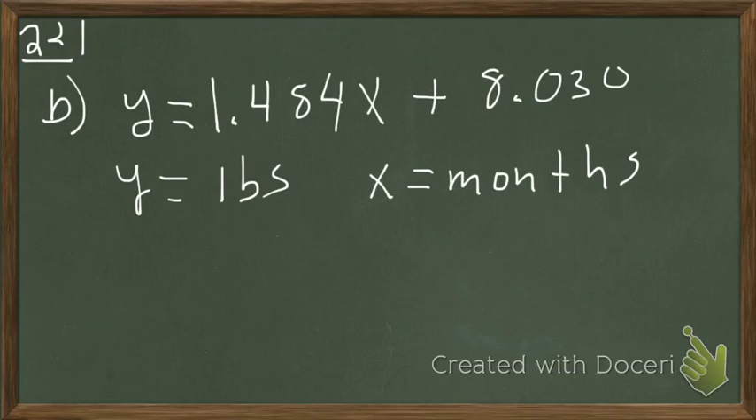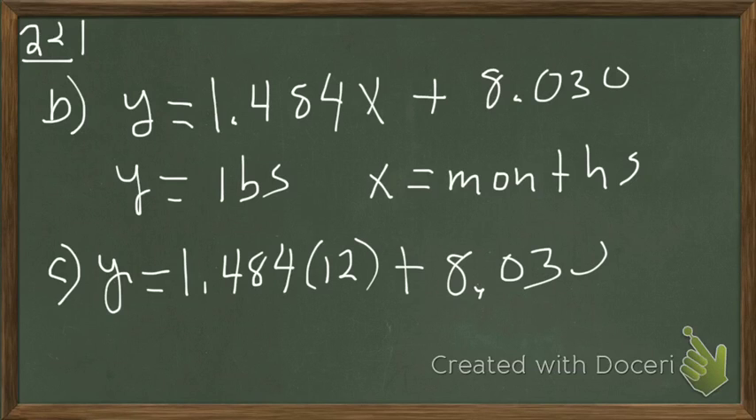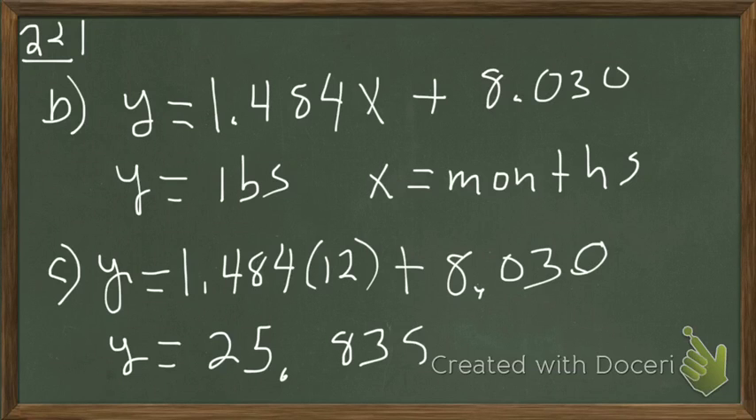Let's see. And it says, what's he going to weigh at his 1-year appointment? Well, that's 12 months. So y equals 1.484 times 12 plus 8.030. And I got little Taylor is going to weigh 25.838 pounds. Yikes, that's a lot.